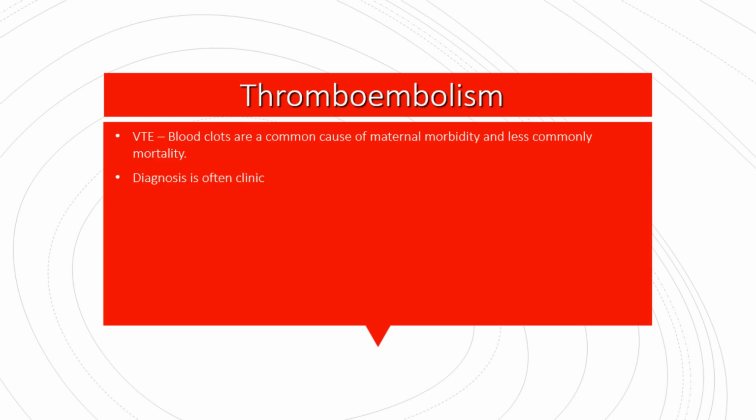Blood clots are a common cause of maternal morbidity in North America, but well behind bleeding and infection in most of the world. Diagnosis may often be made clinically, and should prompt treatment with anticoagulation with medications such as heparin or other anticoagulants. Clinical signs of a blood clot such as a DVT, or deep vein thrombosis, are swelling, erythema and tenderness in one leg more than the other.